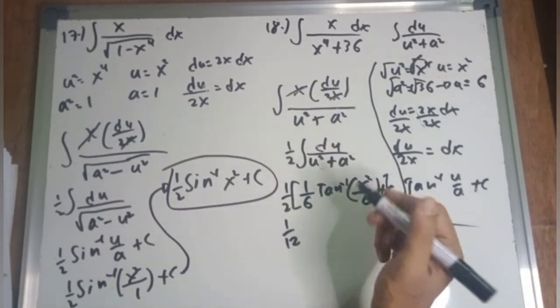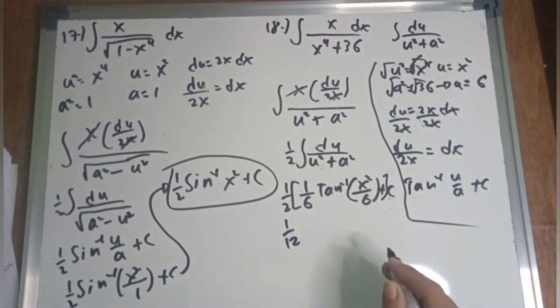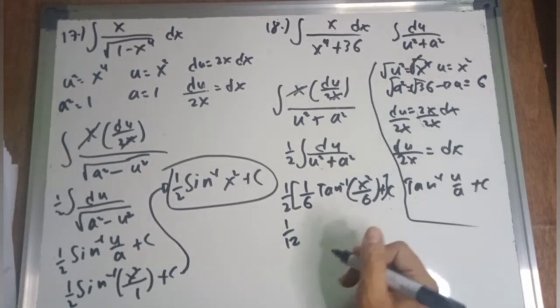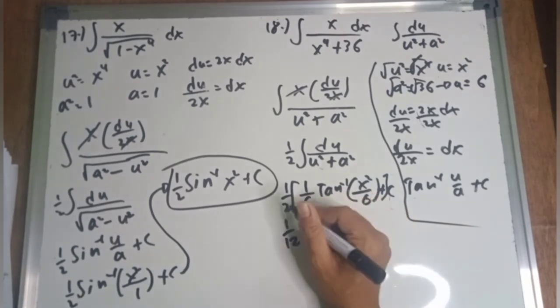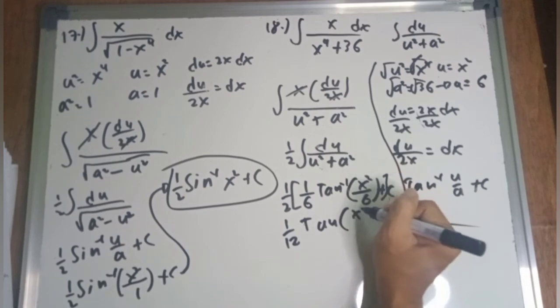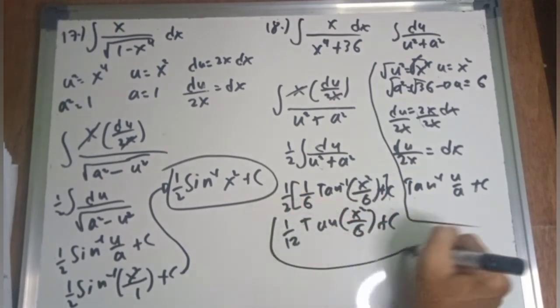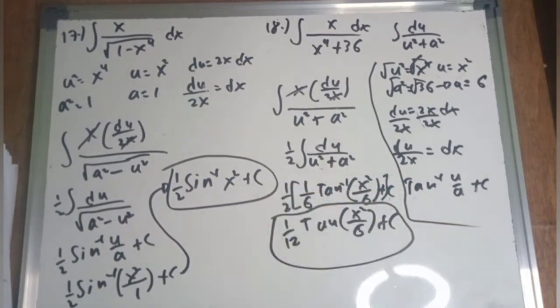Sorry, that is the lowest term. So problem number 18, I think that is correct. So 2 times 6 is 12. So inverse of tan x squared all over 6 plus c. So this is the final answer of problem number 18.